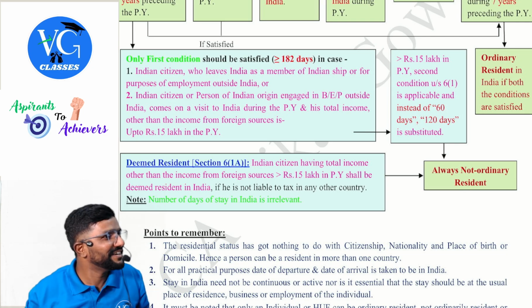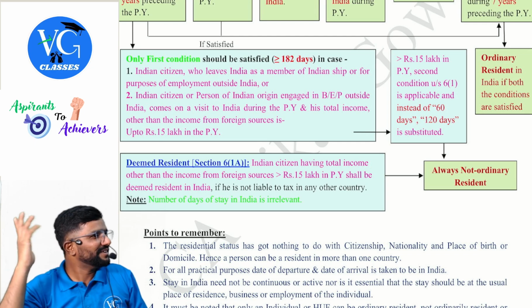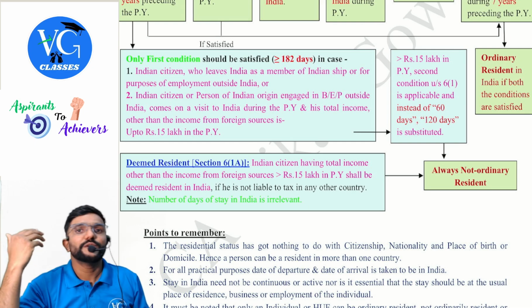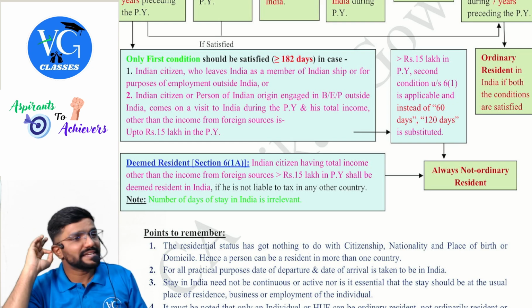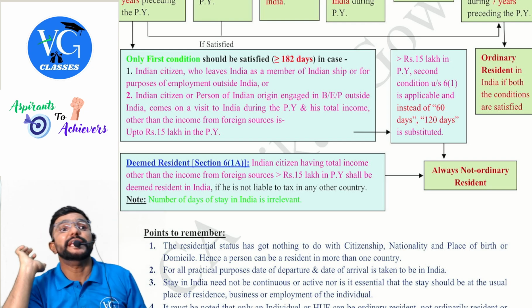Why? They want to tax you, not to take care of you. They are ready to accept you because no other country is taxing you. Let us at least tax you. So this is only for that case. Please be careful, all conditions have to be taken care of. Indian citizen, not paying tax in any other country, Indian income is more than 15 lakh. We will consider you as deemed resident.